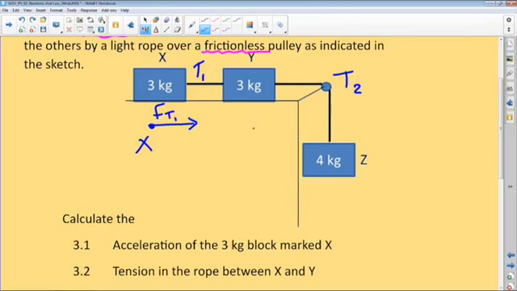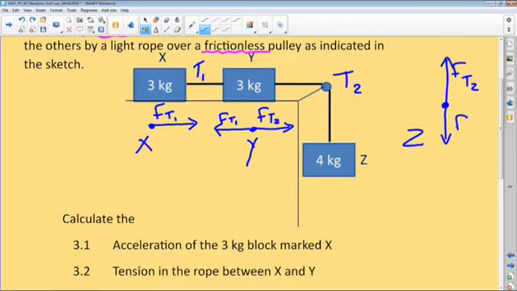For Y, we've got a force acting to the right, so that's tension 2. And we've got a force acting to the left, that's tension 1. Okay, so that's for Y. Now for Z, here comes our vertical plane. We've got tension 2 acting up. And what do we have acting down? Force due to gravity. Okay.